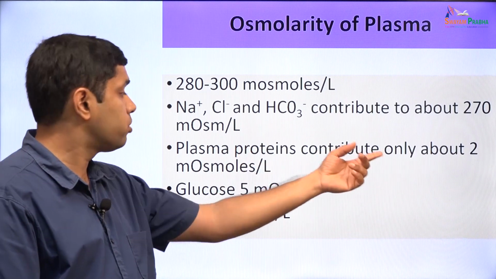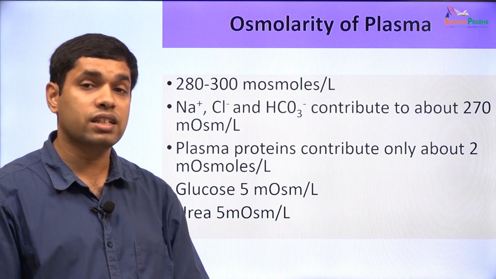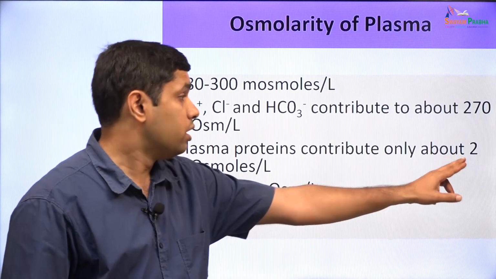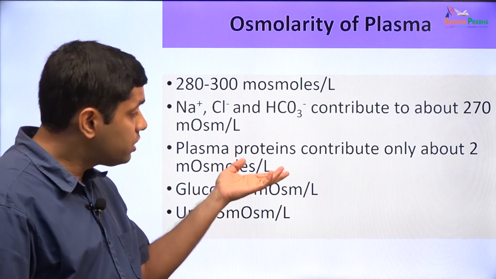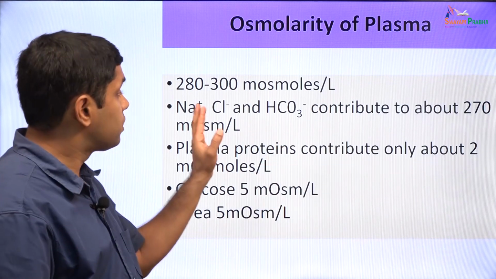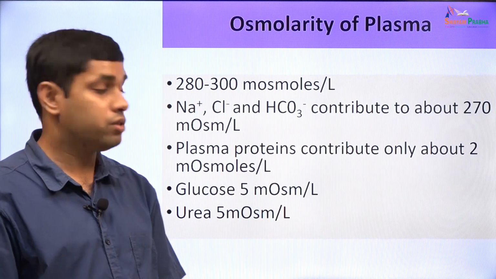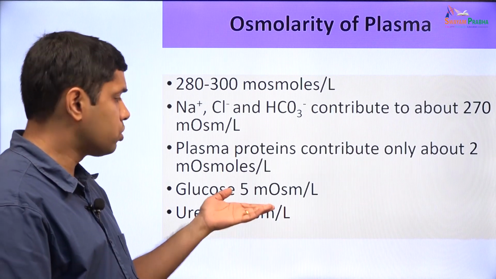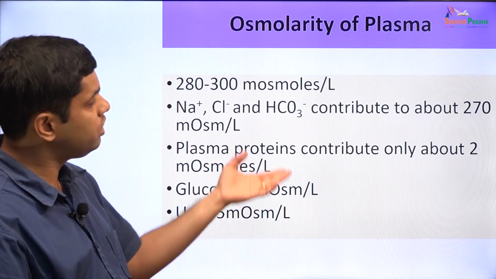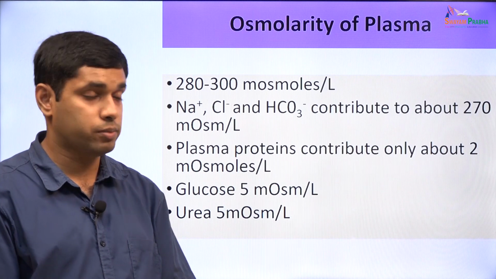Plasma proteins contribute only to about 2 milliosmoles per liter. However, when we discuss edema, we will see that even though plasma proteins contribute only to about 2 milliosmoles, this contributes to the colloidal osmotic pressure, whereas all the ions contribute to what is called the crystalloid osmotic pressure of plasma. Glucose contributes about 5 milliosmoles per liter and urea about 5 milliosmoles per liter. So these are the various substances that contribute to the osmolarity of plasma.